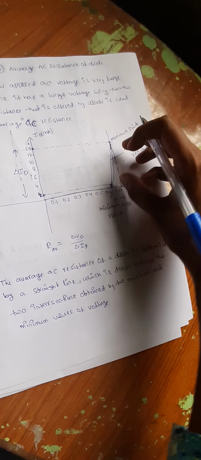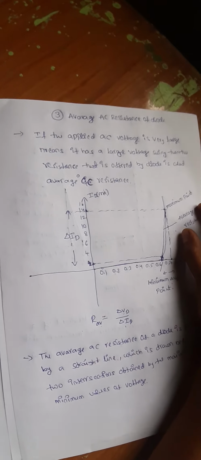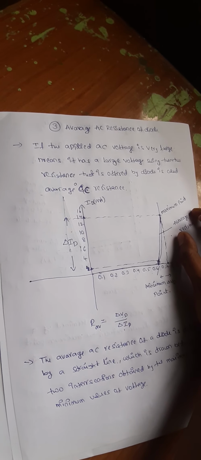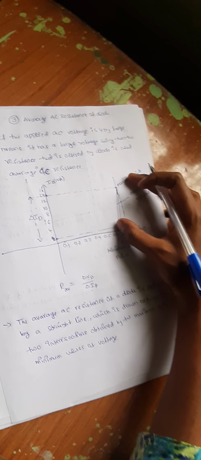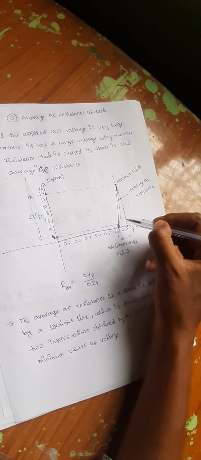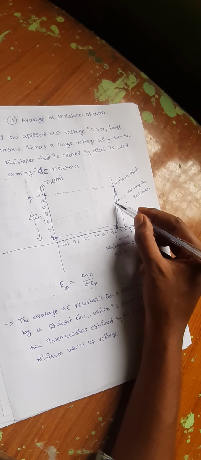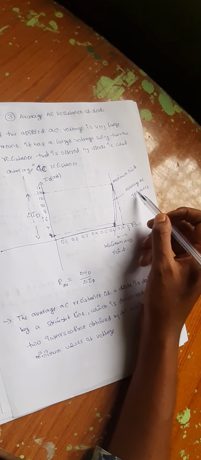For this region we are using the average AC resistance whenever we are applying a large voltage signal. If the large voltage signal is there, then the voltage swing is very high. So we find the maximum and minimum points and draw a straight line. After joining these 2 points we get a straight line. The negative slope of this straight line is nothing but the average AC resistance.